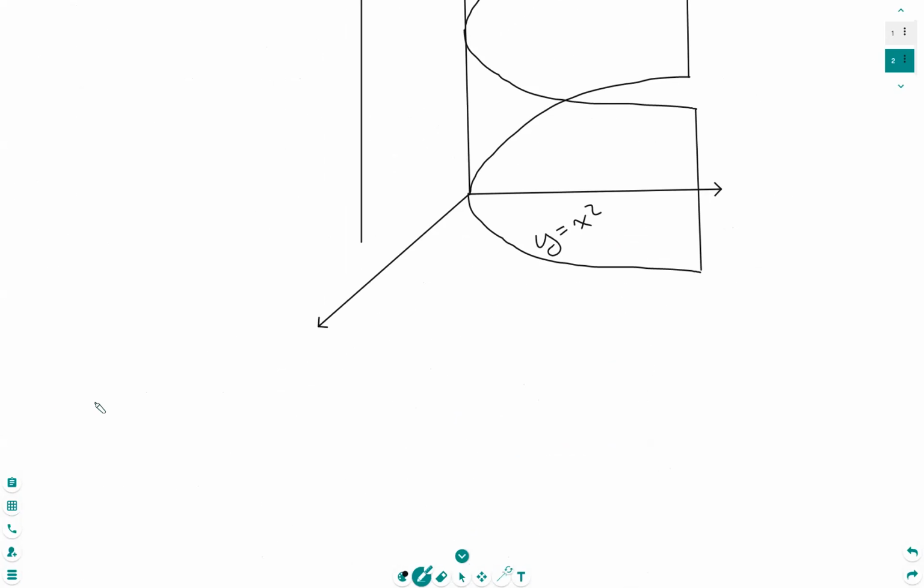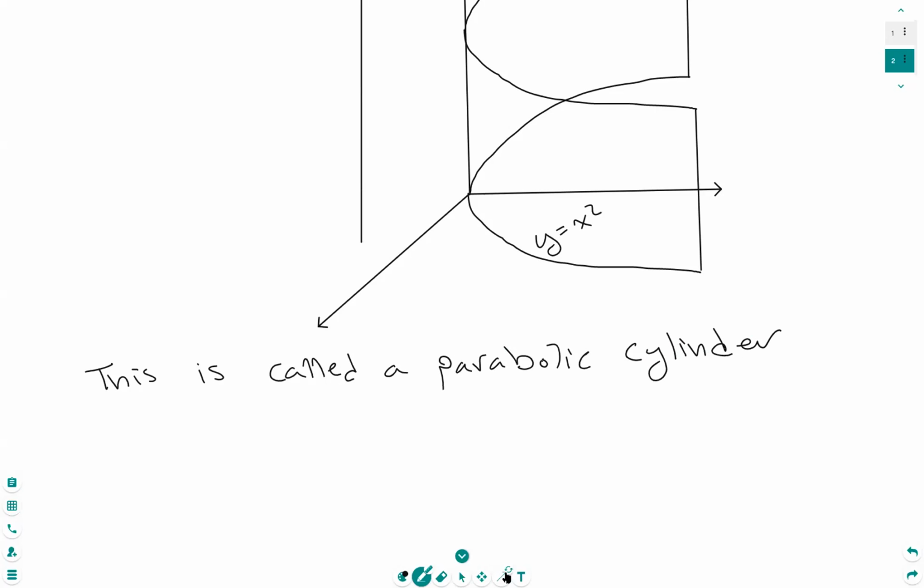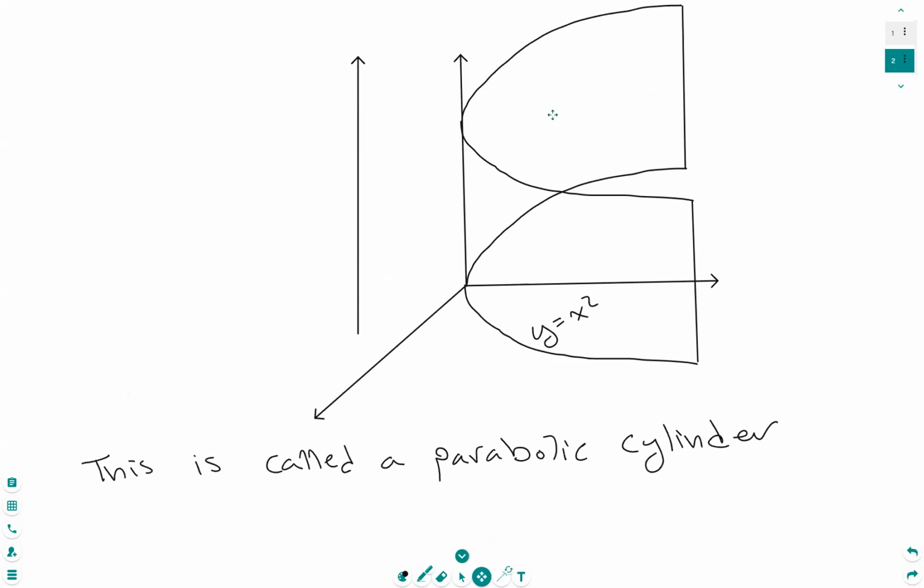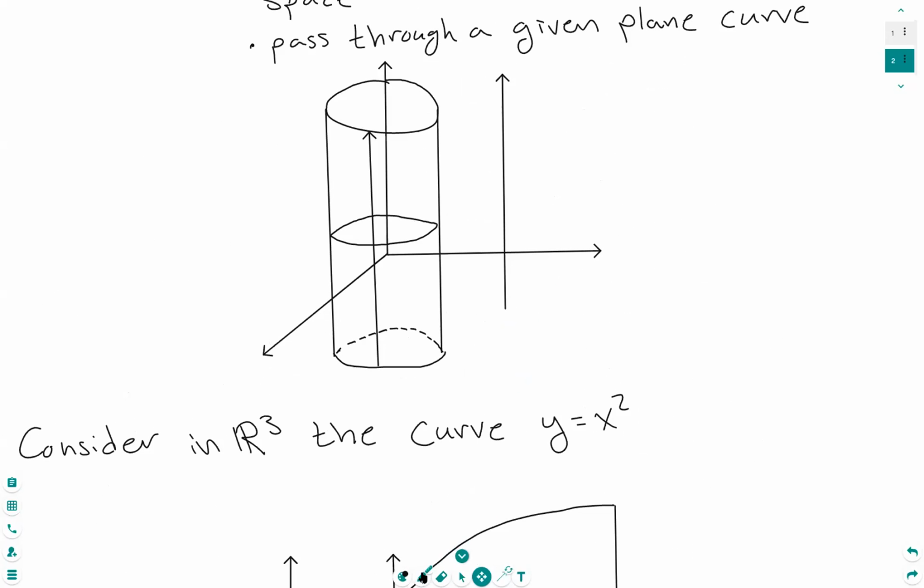So, in fact, this has a specific name. This is a parabolic cylinder. So let's actually define this guy as well. If this is a parabolic cylinder, the thing that we think of generically as a cylinder, this is an elliptic cylinder.